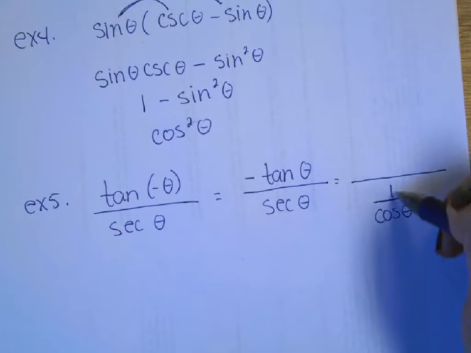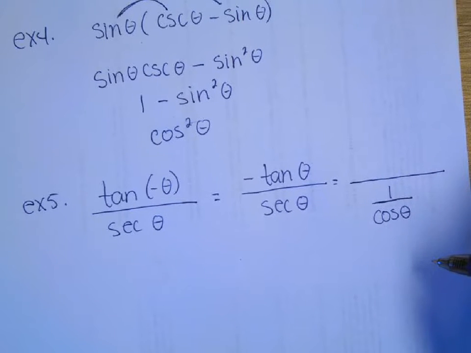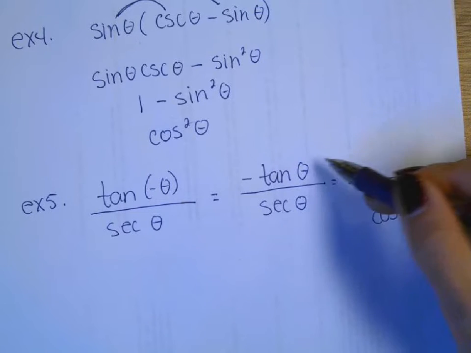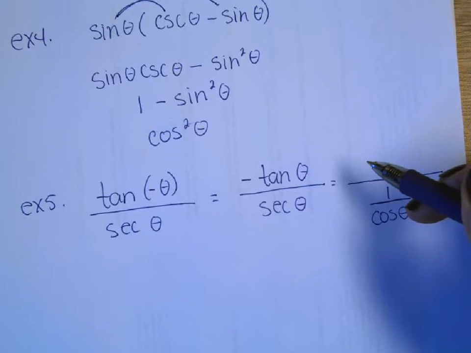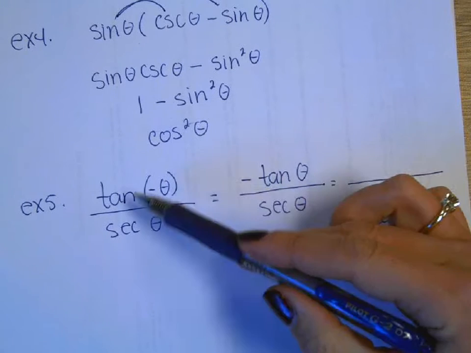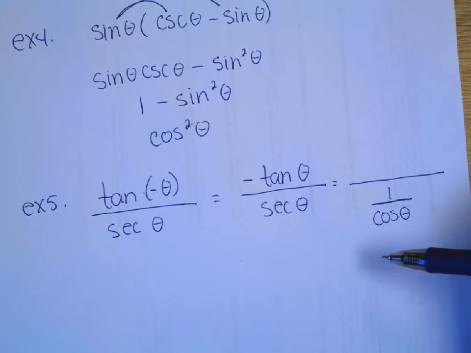I just switched secant to 1 over cosine. Why did you move it over there? Is negative tan theta the one on top of that? Yep, what am I going to switch negative tan theta to? Nope, that went right back to where I started. Just kidding. Don't want to go back where I started. Ignore me.